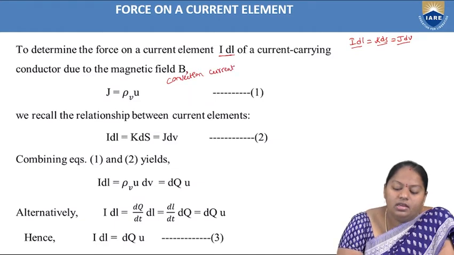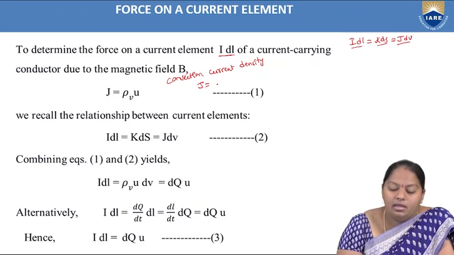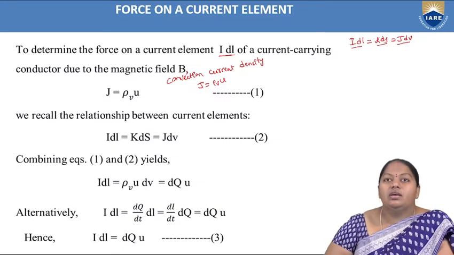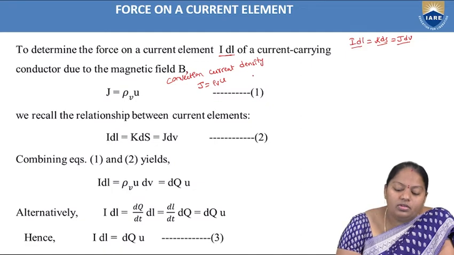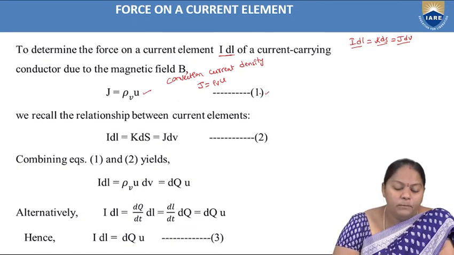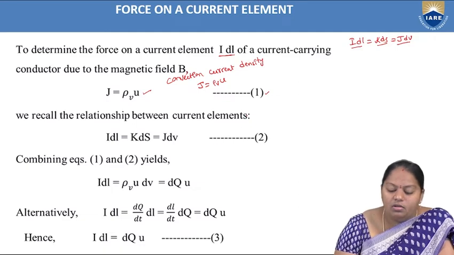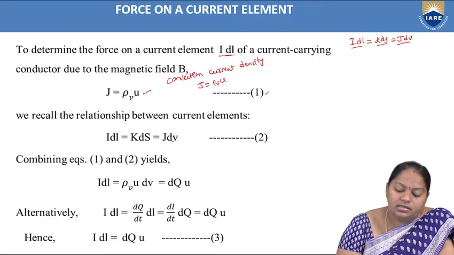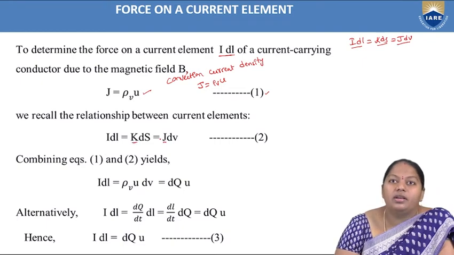This we have already learnt in the case of electrostatic fields: convection current density. Current density is denoted with J, and J equals rho V into U, where rho V is the volume charge density and U is the velocity of an electron. So according to the convection current density, J is given by J equal to rho V into U. Consider that as equation number 1. Now recall the relation between all three current elements, that is IDL equal to KDS equal to JdV: line current element, surface current element, volume current element.